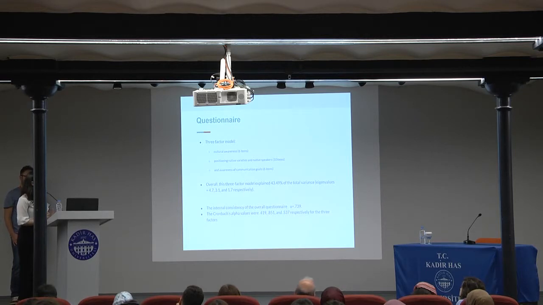The overall variance that was explained by this 3-factor model was around 43%, which is in a moderately acceptable range. And the internal consistency of the overall questionnaire was around 0.73, which is also quite an acceptable internal consistency value.